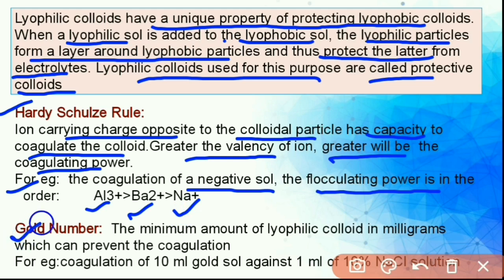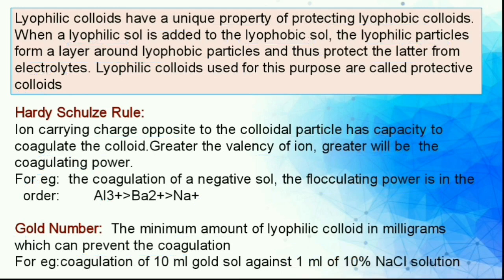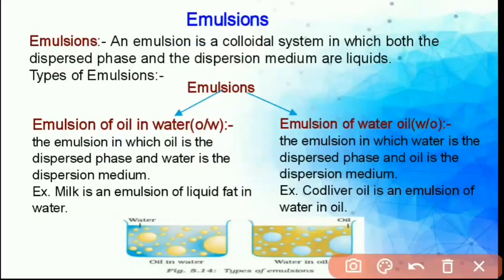Next is gold number. Gold number is the minimum amount of lyophilic colloid in milligrams which can prevent the coagulation, for example, coagulation of 10 ml of gold sol against 1 ml of 10% NaCl solution. It may be noted that the smaller the value of gold number, the greater will be the protecting power of the protective colloid.